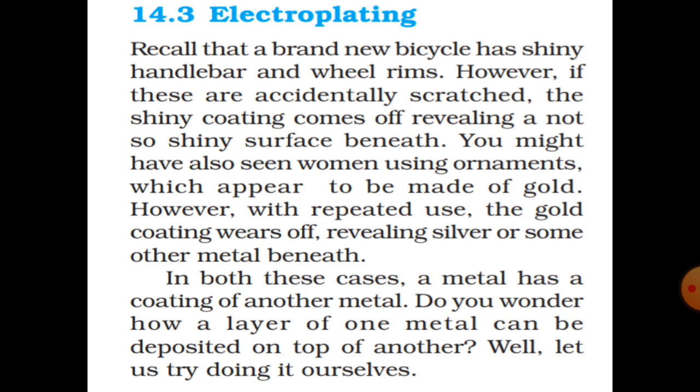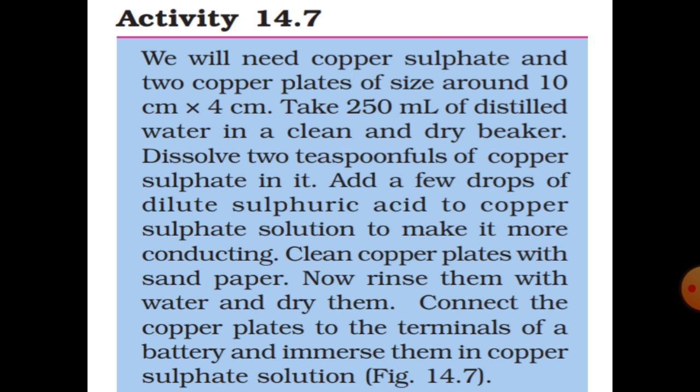ठीक है, in both these cases a metal has a coating of another metal. Do you wonder how a layer of one metal can be deposited on top of another? Well, let us try doing it ourselves. We will need copper sulfate and 2 copper plates of size around 10 by 4 cm. Take 250 ml of distilled water in a clean and dry beaker. Dissolve 2 teaspoonfuls of copper sulfate in it. Add a few drops of diluted sulfuric acid to copper sulfate solution to make it more conducting.